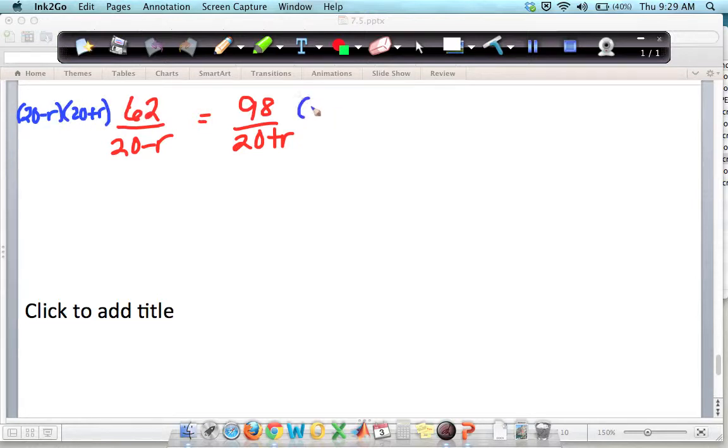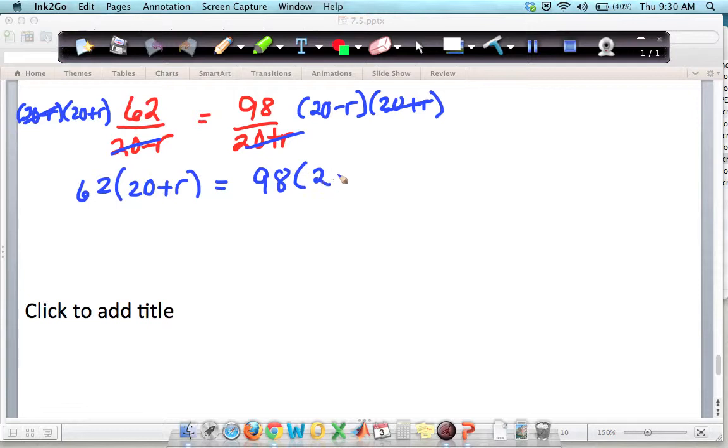So we just have two factors. We don't have any variable by itself or a number outside of these factors. So this becomes pretty easy. The 20 minus r's cancel. And I'm going to have 62 times (20 plus r) equals, on the right-hand side, 98 times (20 minus r). I'm now going to distribute the 62 through the parentheses. I get 1240 plus 62r equals, let's do the same thing with the 98, 1960 minus 98r.